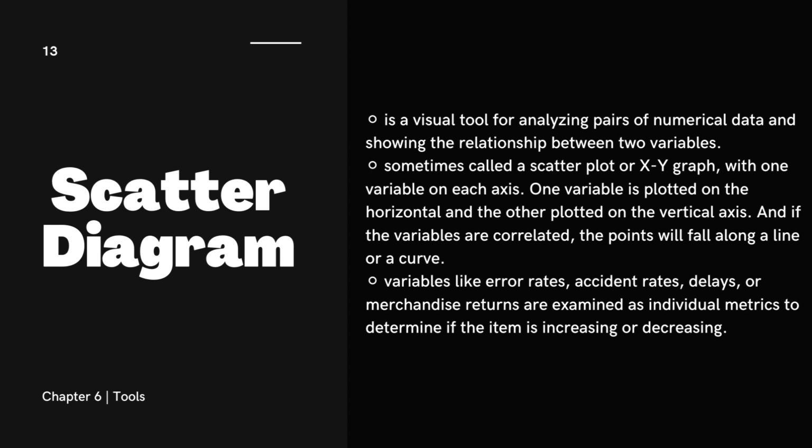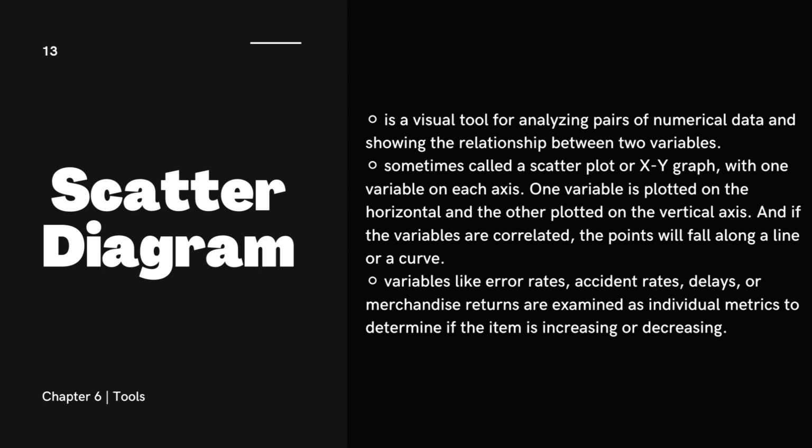Quite often, variables like error rates, accident rates, delays, or merchandise returns are examined as individual metrics to determine if the item is increasing or decreasing. Sometimes, the analysis is done to determine if the item is oscillating or fluctuating in erratic ways, which may indicate that the underlying activities are unpredictable. Further, the analysis may be done to determine if a directional change or a sudden spike occurred and when that happened. All of these procedures are useful and part of what auditors may want to check for.